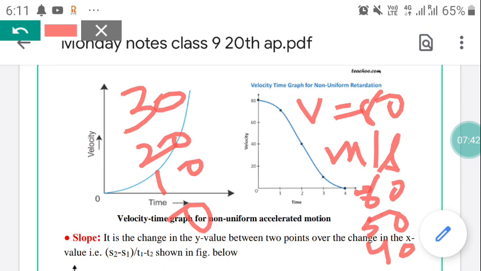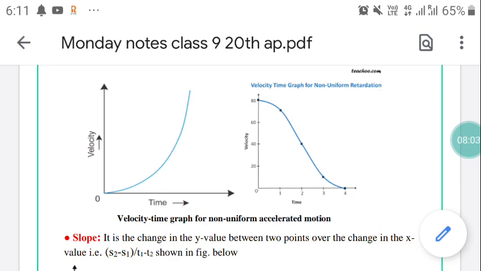Like when you apply a brake to your bicycle, it does not stop instantly. It takes time to stop. So that kind of motion is called retardation. And it can be anywhere, in your car, in your bicycle, any vehicle takes time to stop. This type of decrease in velocity is called retardation.